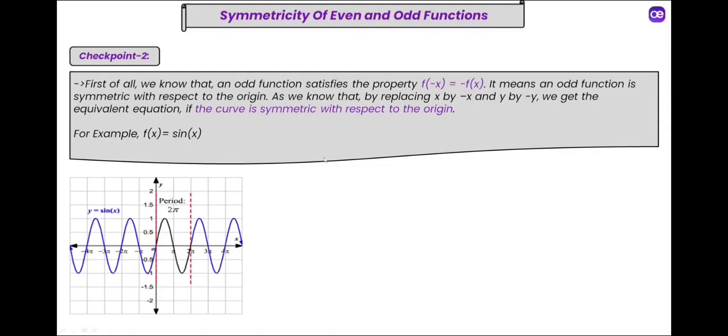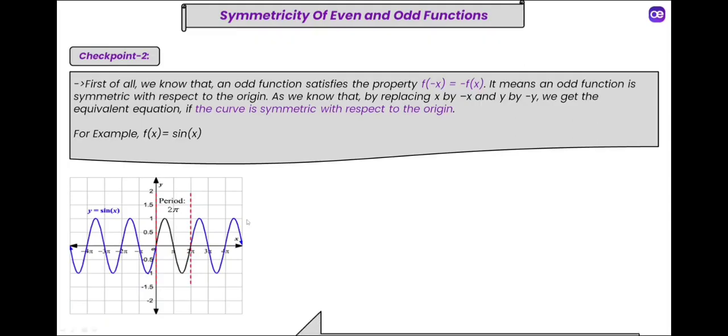It means an even function is symmetric with respect to the y-axis, and an odd function in this case is symmetric with respect to the origin. Then look at this graph. This is the graph of sine x. Look, this is the origin, and look at the surrounding scenario of this graph. This graph is clearly symmetric with respect to the origin.